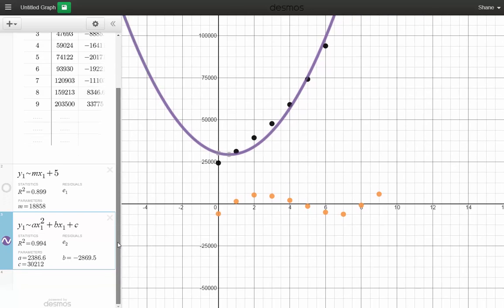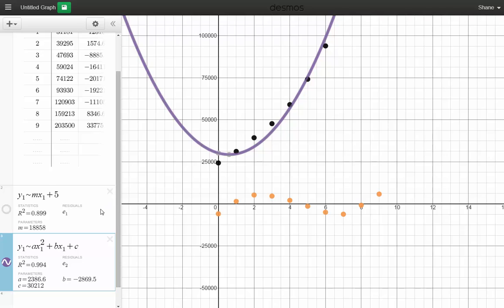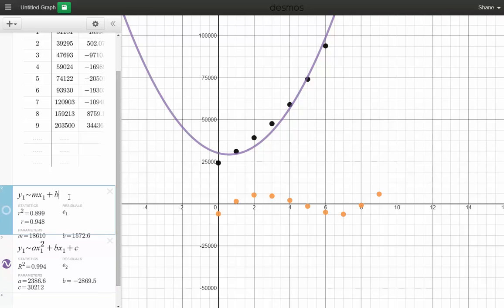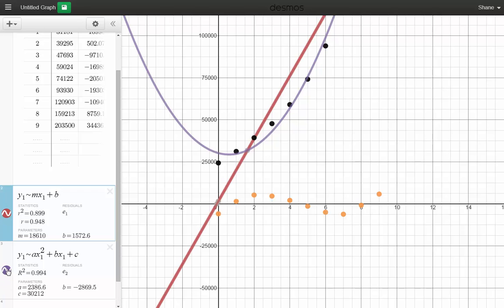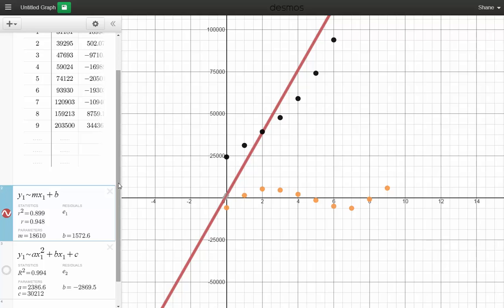And what is that curve? If you actually want to know, we should have mentioned this with the line. But if you look back over here, you see that the purple curve we've graphed is ax squared plus bx plus c. A is 2386.6. B is negative 2869.5. And C is 30,212. Back for the line, we did have an mx plus b as well. And it looks like I may have put in the 5 back there for the line. Let's try that. Yeah, for some reason I typed 5 there, but we'll survive, I think.